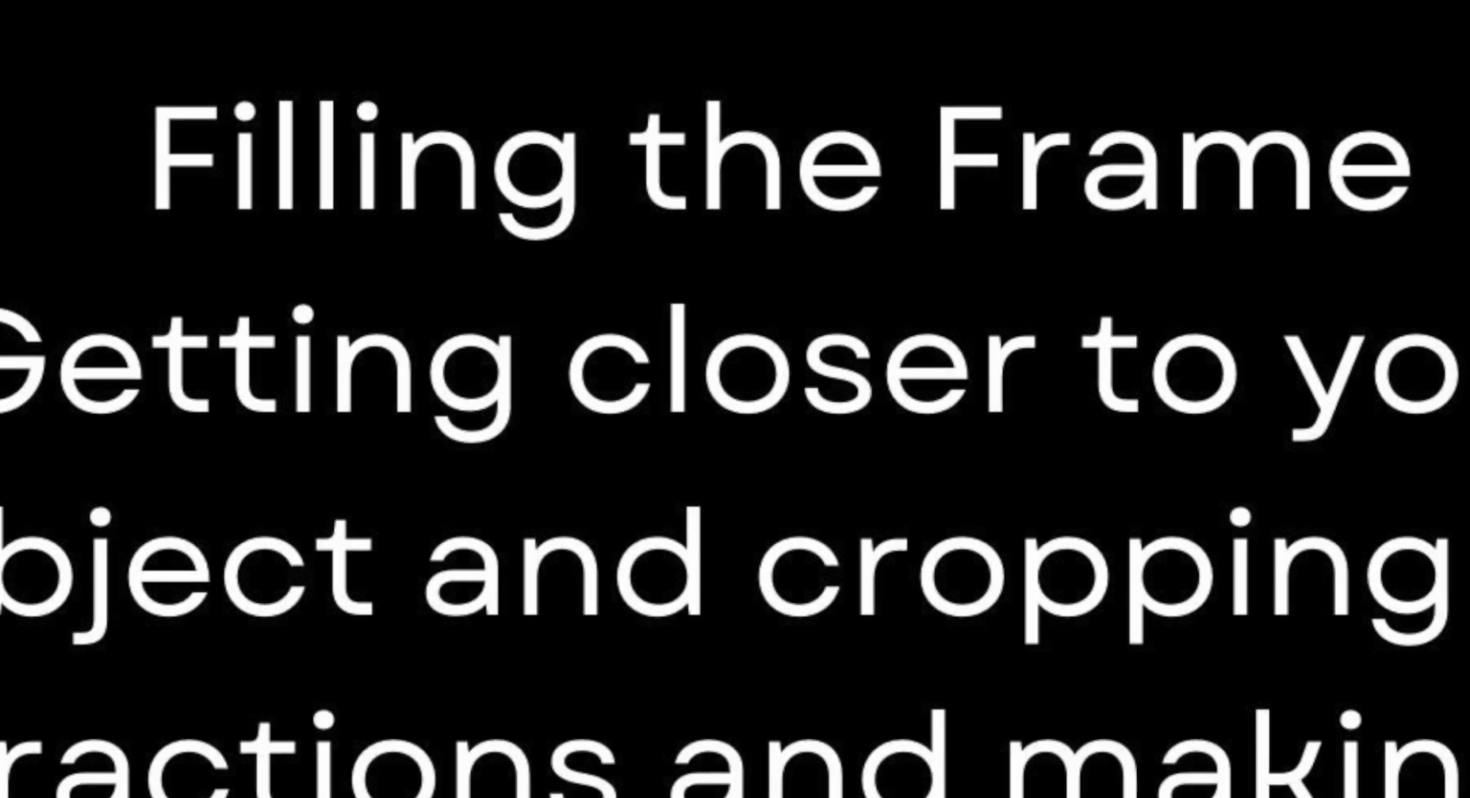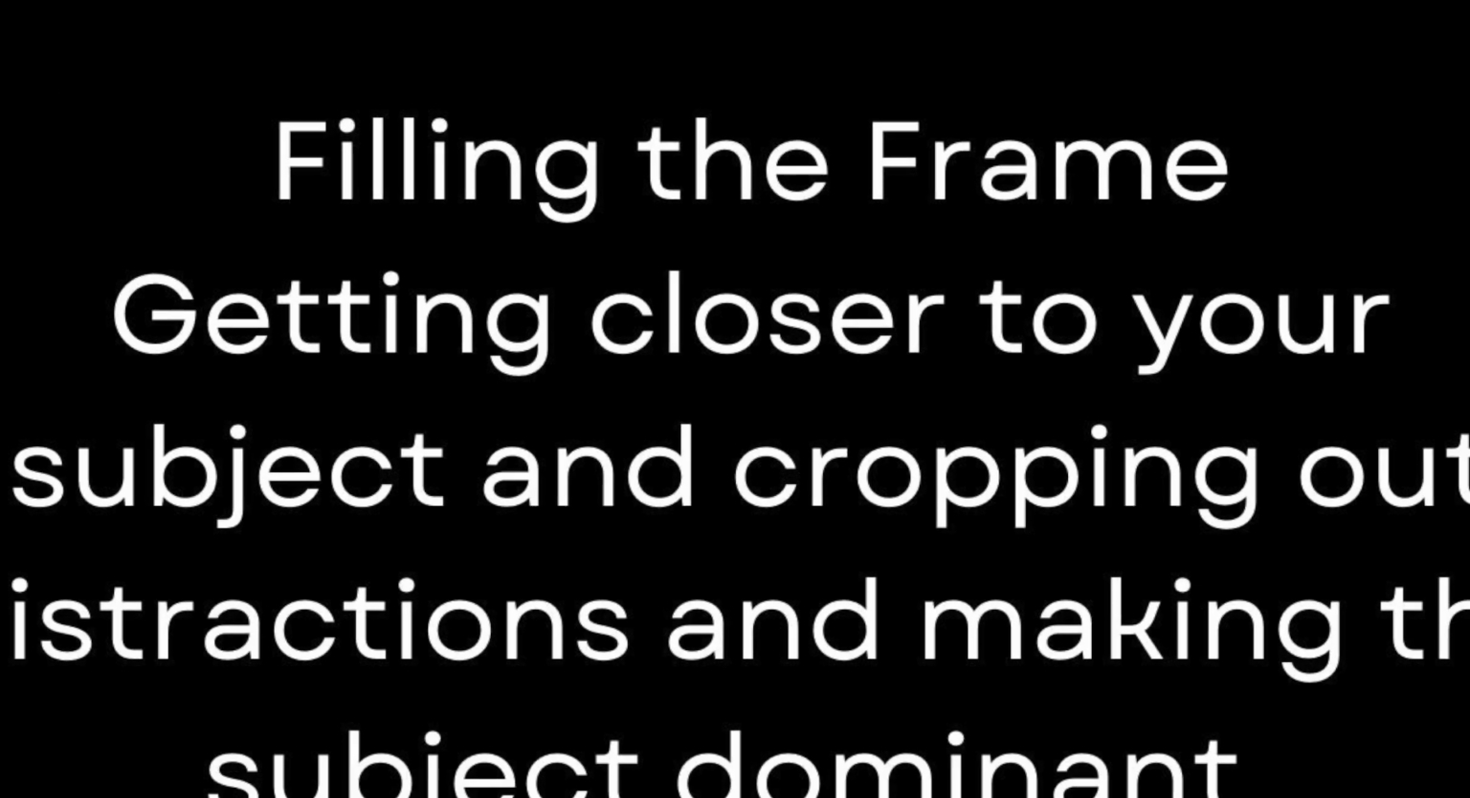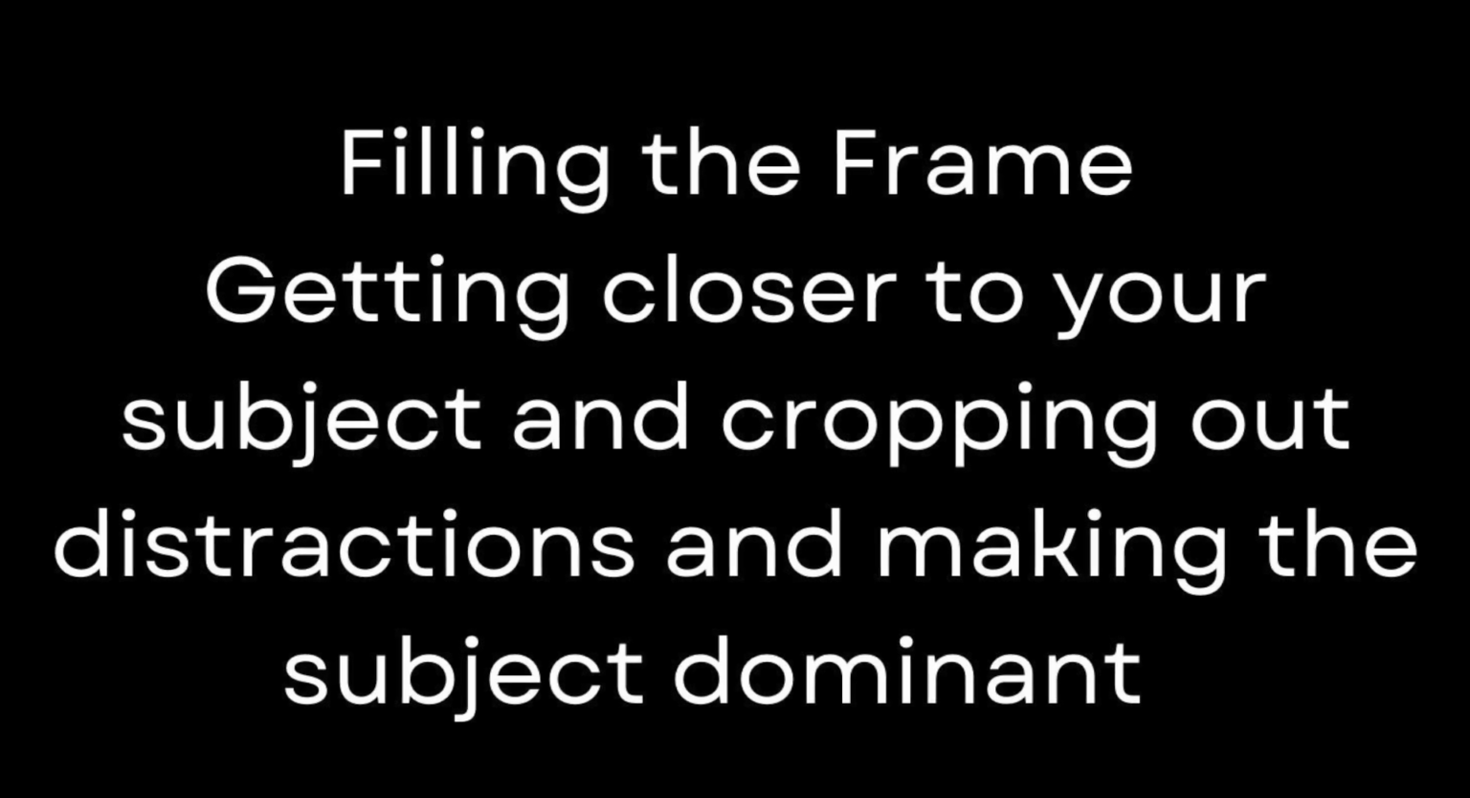This is actually 2 sides of the same coin, filling the frame and using negative space. Filling the frame means getting closer to your subject, cropping out distractions, and making your subject the dominant element. This creates impact and intimacy, especially for portraits or details. On the flip side, negative space is the empty, uncluttered area around your subject. When used intentionally, it can make your subject stand out, create a sense of scale, solitude, or calmness.